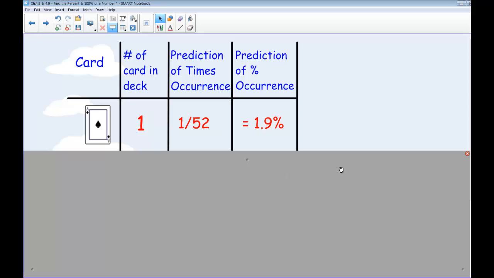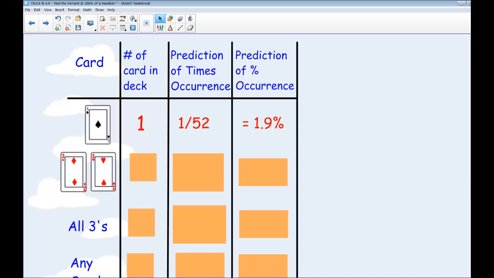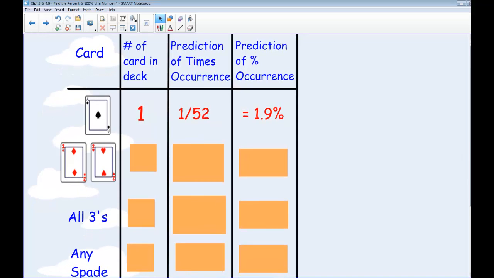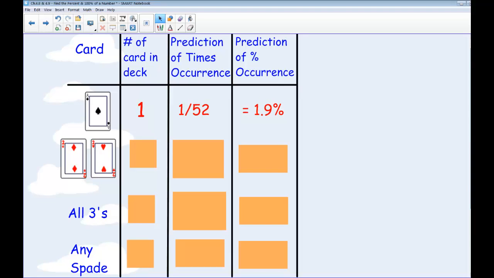Simple as that. So at this point, I'm going to open this up. Try the same thing for these next 3 questions. What's the chance of either red twos, all of the threes in the deck, or any spade? Pause the video here and see if you can determine these before checking your answer.